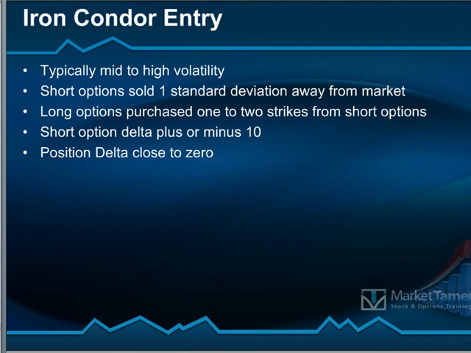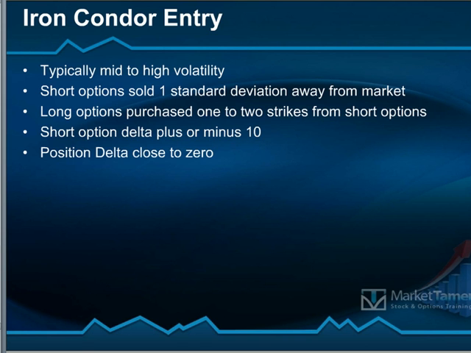Generally, you sell the options one standard deviation away from the market. There's all kinds of calculators out there that will help you do it. But look for the deltas of the sold options to be in the low teens. Plus or minus 10% is probably a good one. The long options would be purchased 1 to 2 strikes from the short options.